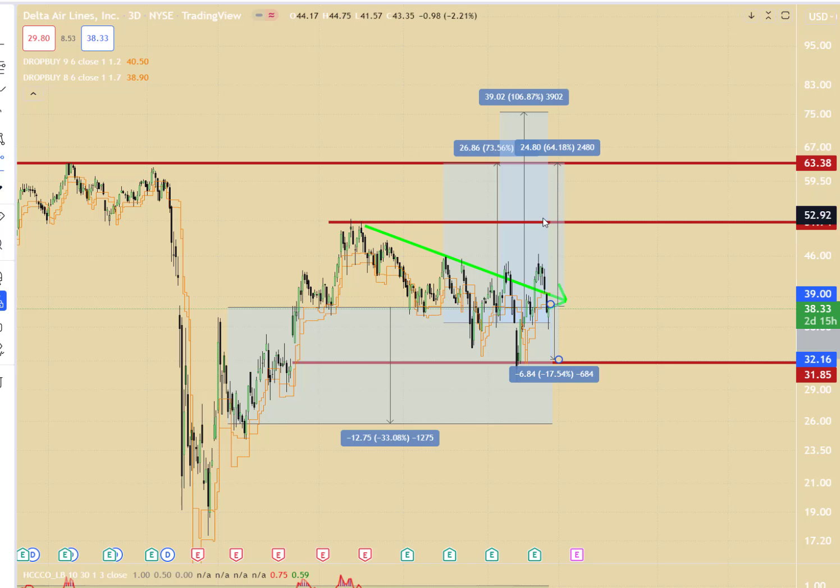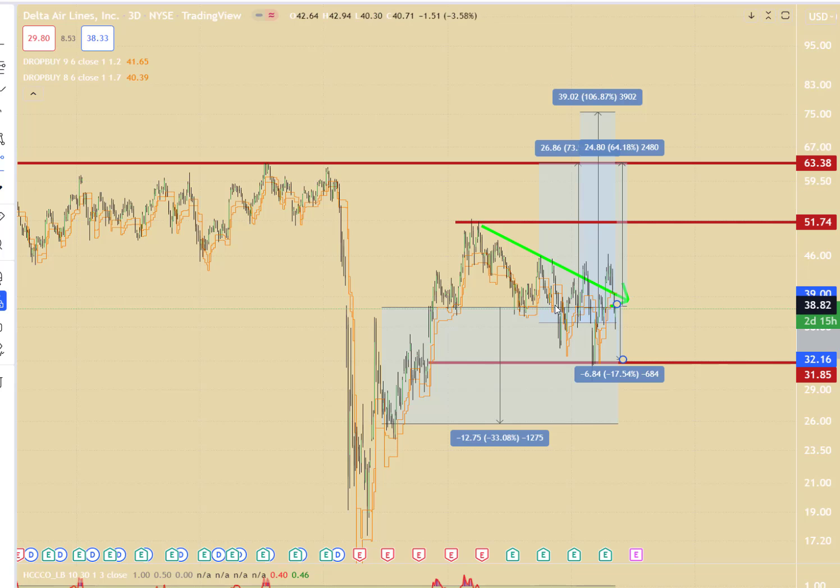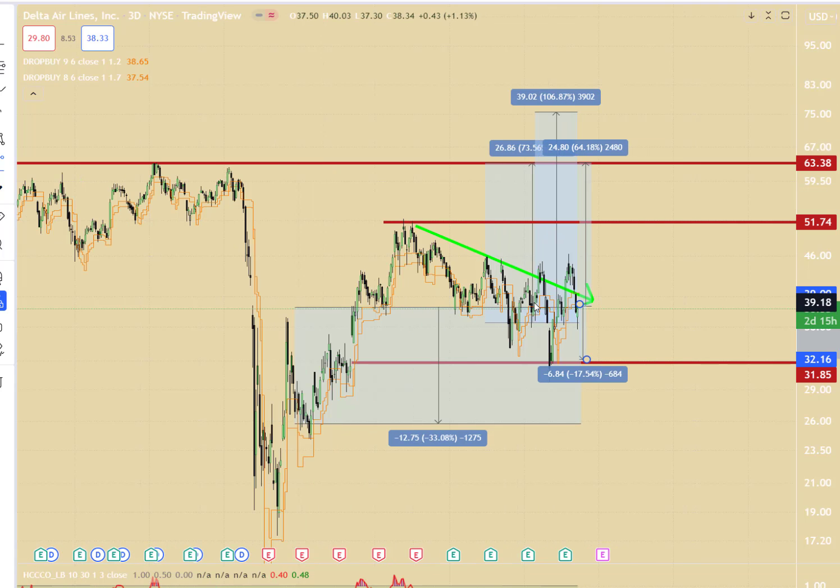But essentially, that's the thesis. We would test these highs, take these highs out at some point, unless we go into a really nasty bear market, in which case all bets are off.